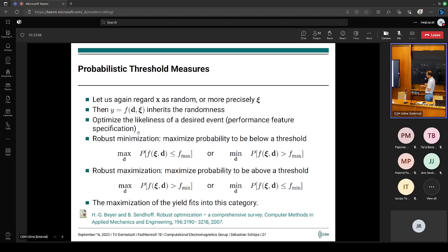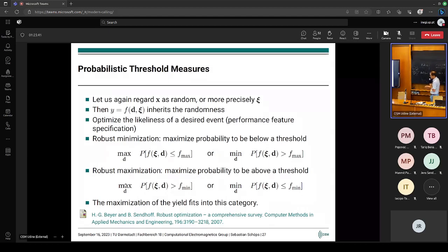So if you want to do a robust minimization, you want to maximize, and be aware, right? It's a minimization problem you want to solve, but you maximize the probability to be below a threshold. So that would be this case. And then, exploiting the fact that the good probability and the bad probability are related by 1 minus, and the minus is the interesting part, you can equivalently formulate this as a minimization problem where you in the end optimize the bad case, if you like. And then the robust maximization is essentially the other way around.